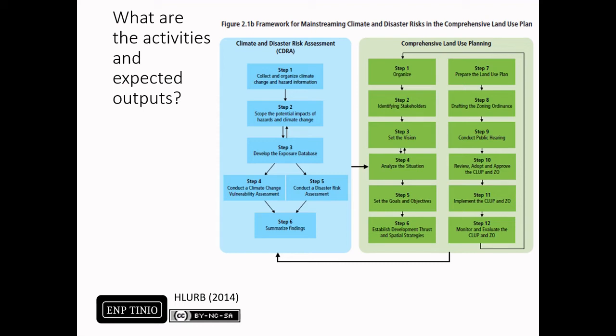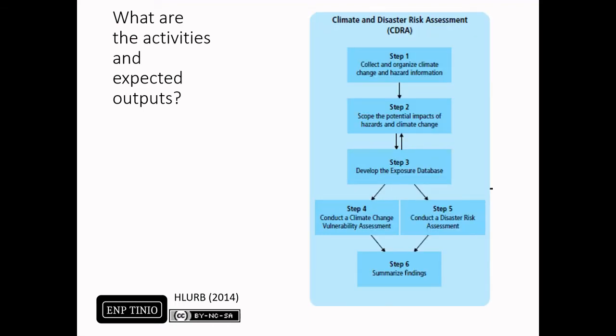Also, because steps 3 and 4 are interchangeable and iterative, the findings of the CDRA can be used to revise the vision before proceeding to step 5. These are the 6 steps of the Climate and Disaster Risk Assessment prescribed by the 2015 Supplemental Guidelines for Mainstreaming Climate Change Adaptation and Disaster Risk Reduction and Management in the CLUP process.